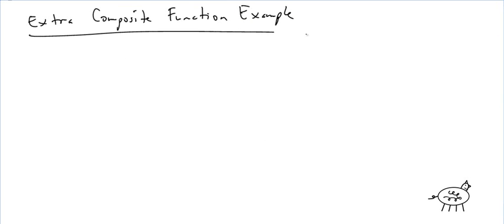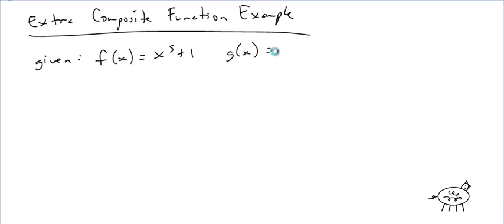I want to do one more composite function example, an extra one. And we're going to have, given, f of x is equal to x to the fifth plus 1. g of x equals the square root of x. And at x equals 1 is what I'm looking for.